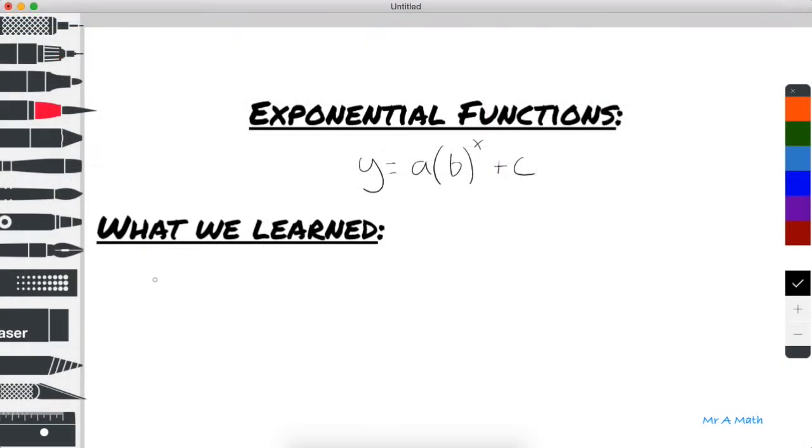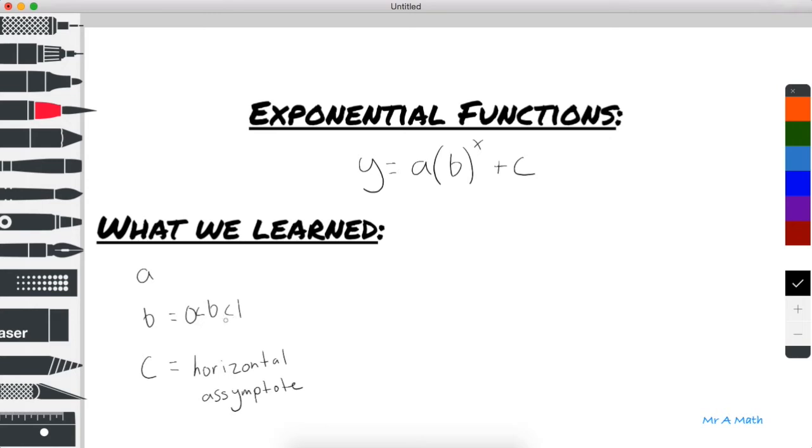So in my standard equation, y equals a times b to the x power plus c, we learned that a, b, and c dictate specific things. C is probably the easiest. C tells me where the horizontal asymptote is. Okay. B, we determined, had a very specific set of rules. We knew that b had to be greater than 0. So I'm going to just go ahead and put it this way. B is greater than 0, but it also couldn't be equal to 1.